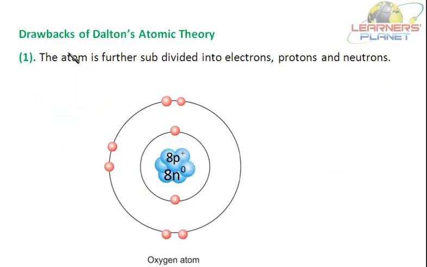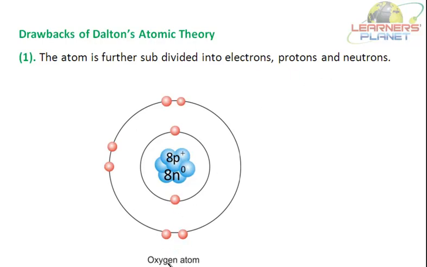Now, what were the drawbacks of Dalton's atomic theory? The very first one was that the atom is further subdivided into electrons, protons, and neutrons. Later it was found that the atom is divided into electrons, protons, and neutrons. So his second postulate, that the atom is indivisible, is wrong, because atoms are further divided into electrons, protons, and neutrons.